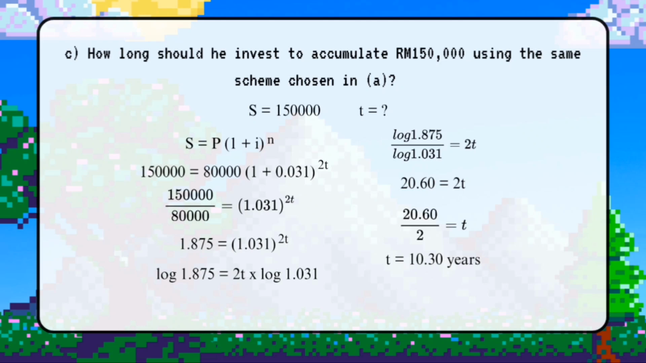And after we calculate it, we will get 1.875 equals open bracket 1.031 close bracket to the power of 2t. So right now, to find t, we have to use log, and it will become log 1.875 equals 2t multiply log 1.031. Then we divide both sides and it will become 20.60 equals 2t, and then we have to divide it by 2 and we will get the answer of t is 10.30 years.